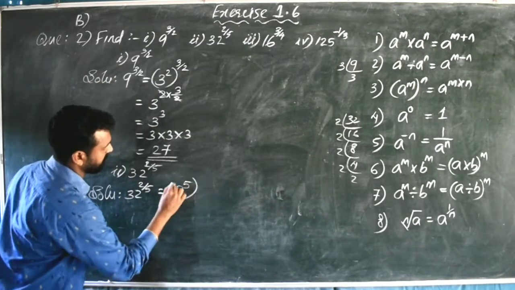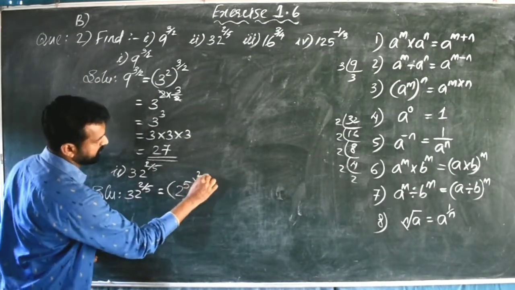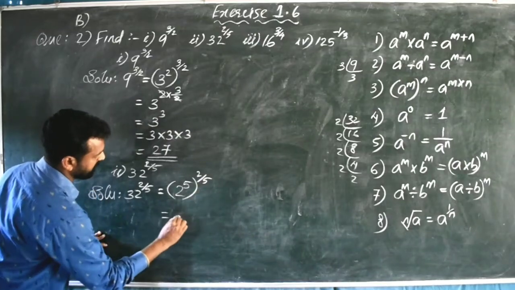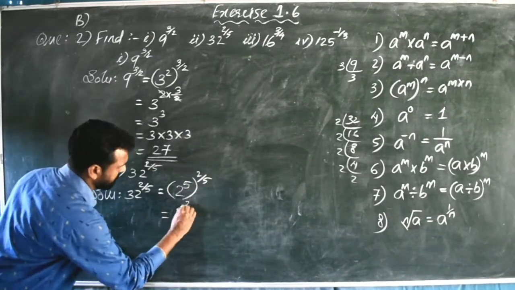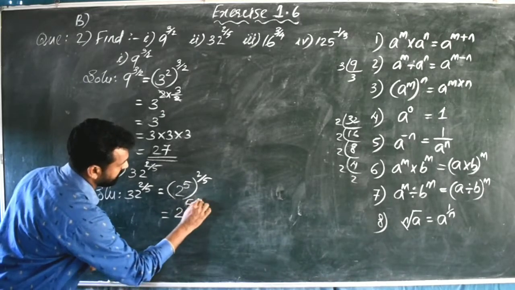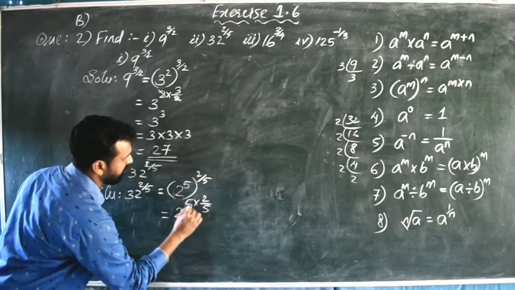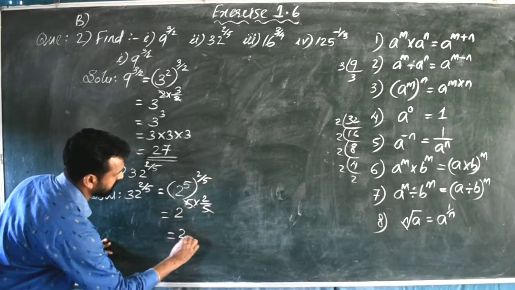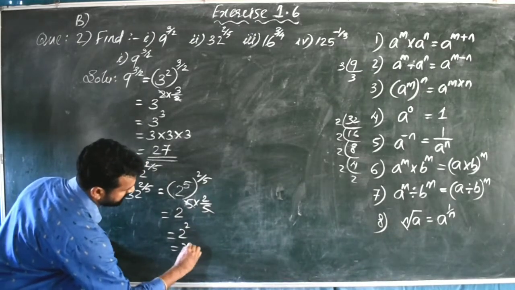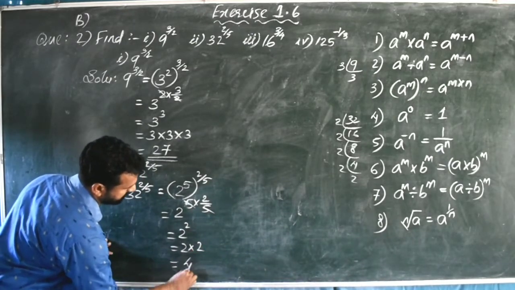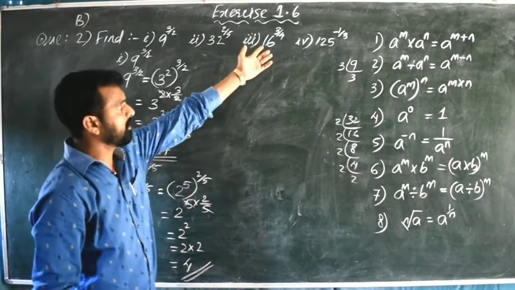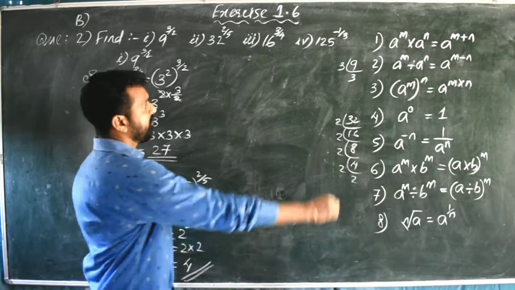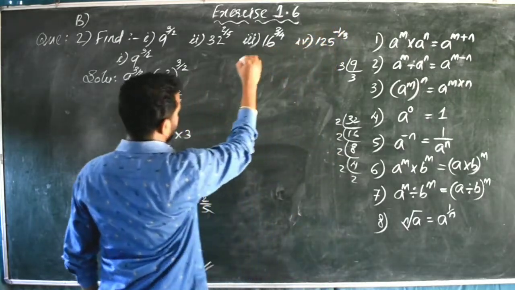2 raised to 5, the whole raised to power 2 by 5. Now it is of the form a raised to m, the whole raised to n, that is a raised to m into n, 2 raised to 5 into 2 by 5. 5 we can cancel, that is equal to 2 raised to 2. 2 is multiplying 2 times, so that is 2 2s are 4. That is the answer. Now 16 raised to 3 by 4, that we can do. 125 raised to minus 1 by 3, that you see.